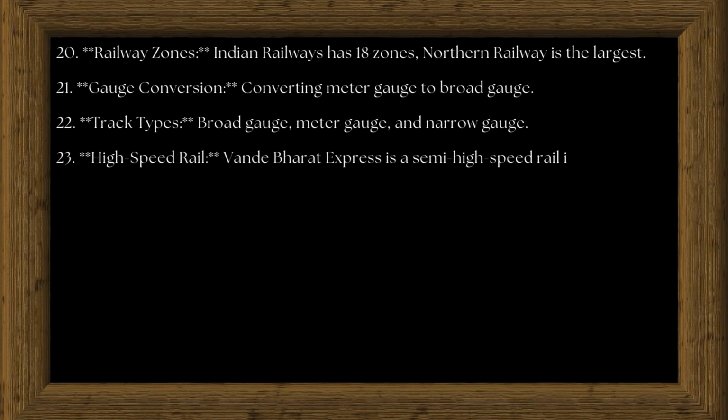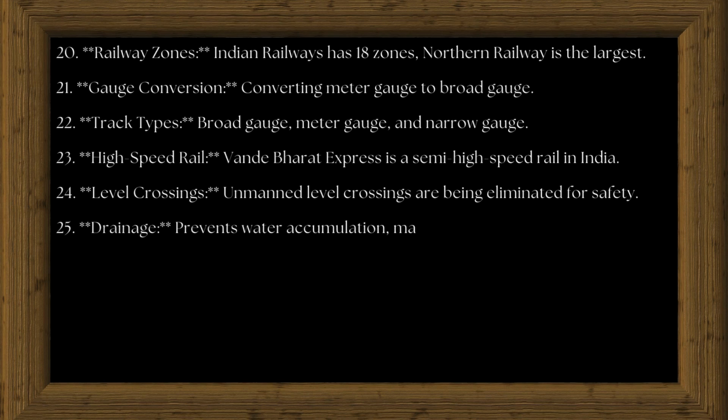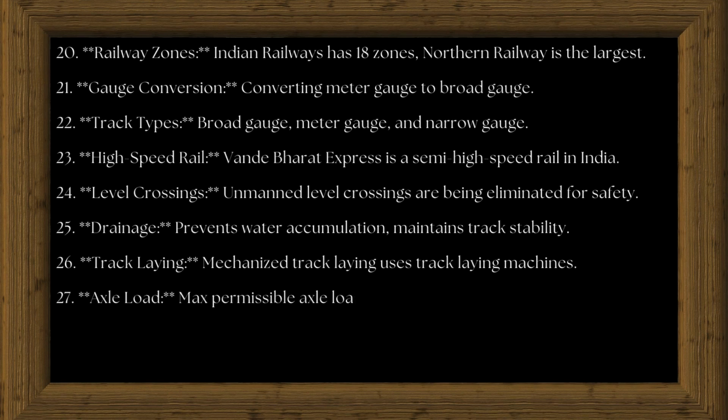Level crossings: unmanned level crossings are being eliminated for safety. Drainage: it prevents water accumulation, maintains track stability. Track laying: mechanized track laying uses track laying machines. Axle load: the maximum permissible axle load for broad gauge is 22.82 tons.